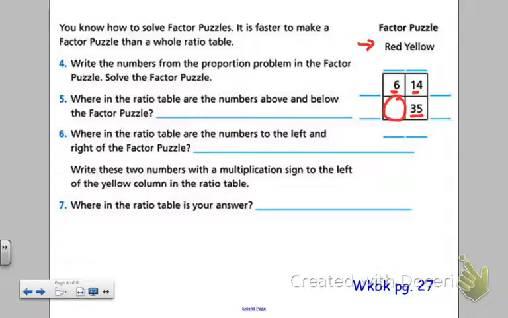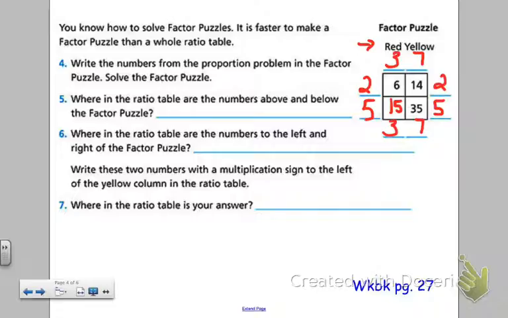So all I need to do now is solve this factor puzzle. Let's see, 6 and 14, well, they have 2 in common, and 2 times 7 gives me 14, and 7 times 5 gives me 35, and 2 times 3 gives me 6, so there's my missing number, 15. $15 for the red apples.